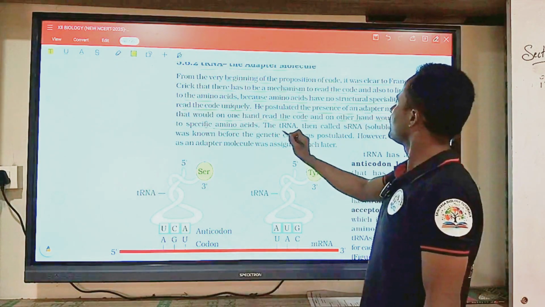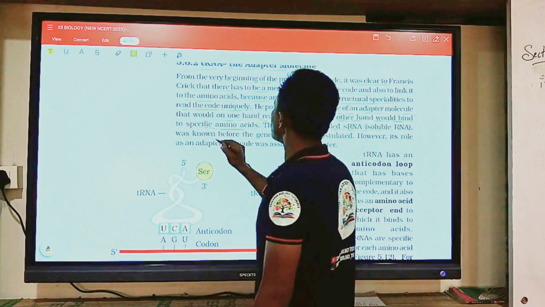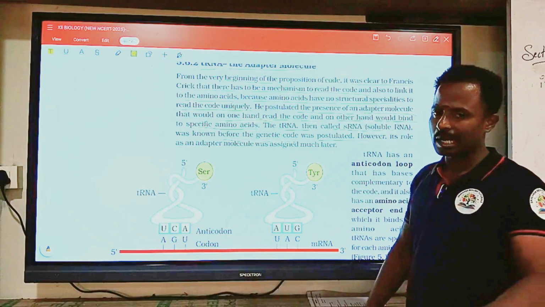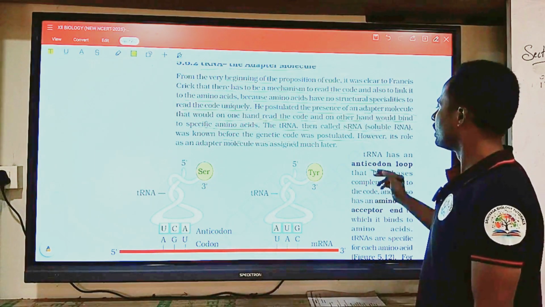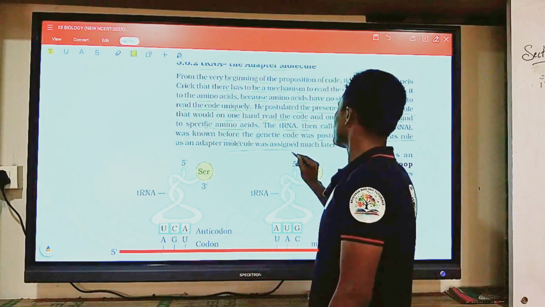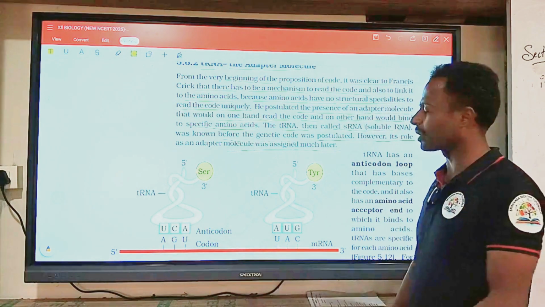Okay, and tRNA is called soluble RNA, with the symbol sRNA. It existed before the genetic code was postulated. The sRNA, the soluble RNA, was known from before the genetic code was postulated. However, its role as the adapter molecule was assigned much later. So its major function is to act as an adapter molecule.